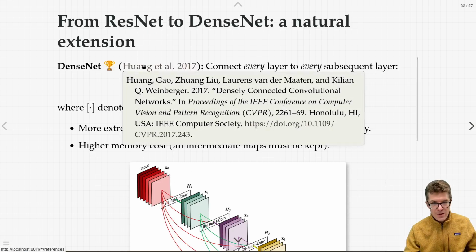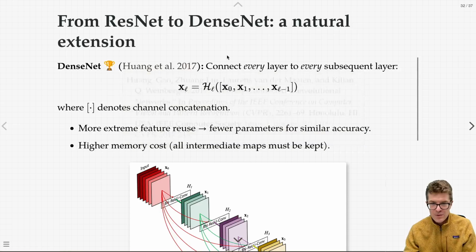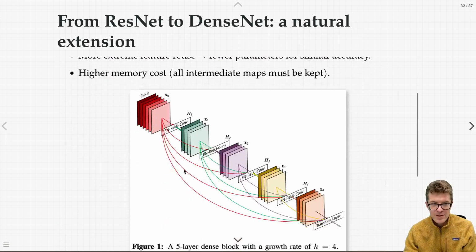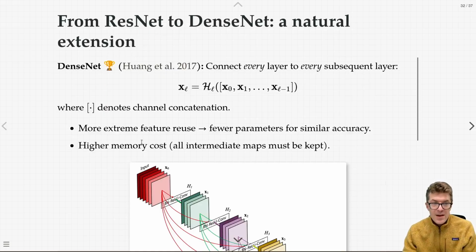There's this famous paper called DenseNet, which won a prize at CVPR, one of the main computer vision conferences. The idea here is to connect every layer to every subsequent layer. So the input at layer L is this block which takes in as input, in some sense, x sub 0, x sub 1, x sub L, and so on. Visualized here. These images come from this paper. This is a very extreme feature reuse, and the result is fewer parameters for similar accuracy. These highways you end up drawing end up being empirically very useful.